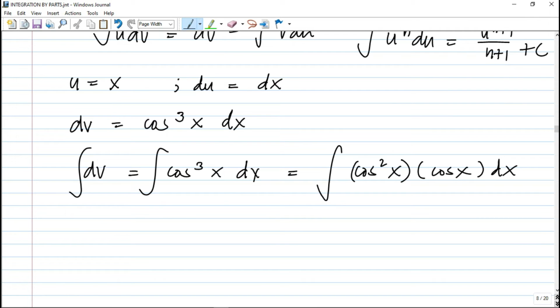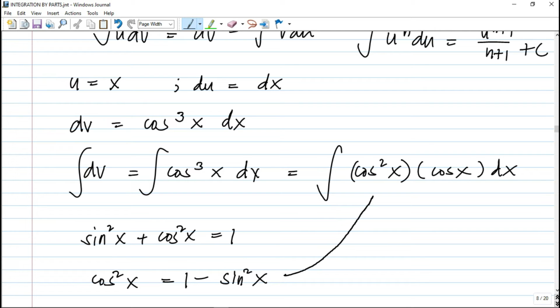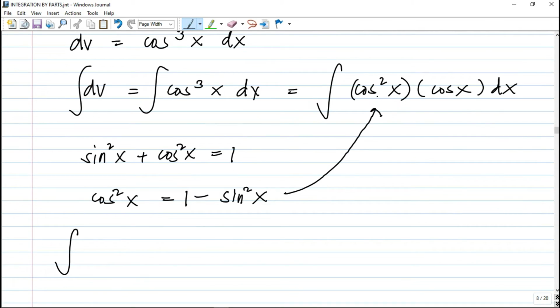Gagamit tayo ng trigonometric identity. From the Pythagorean identity, you have sine squared x plus cosine squared x is equal to 1. Therefore, cosine squared x equals 1 minus sine squared x. Ayun, napalabas natin yung expression na sine, wherein isa-substitute lang natin siya dito sa ating integral. So that becomes integral of 1 minus sine squared x times cosine x dx. Ayan, pwede natin siyang i-integrate.